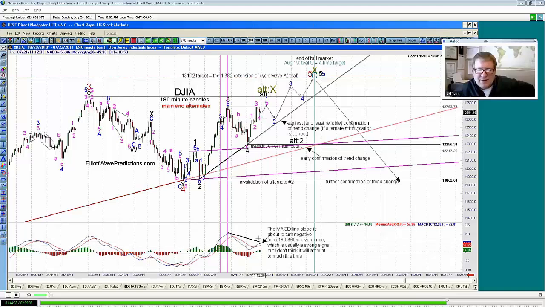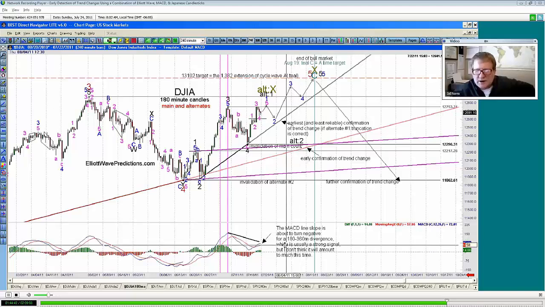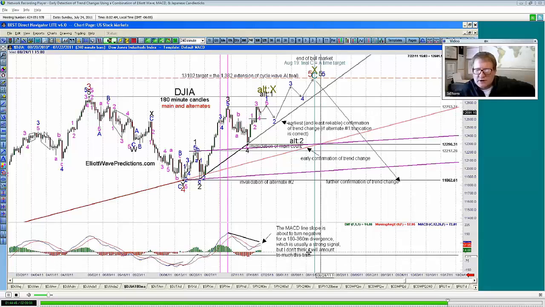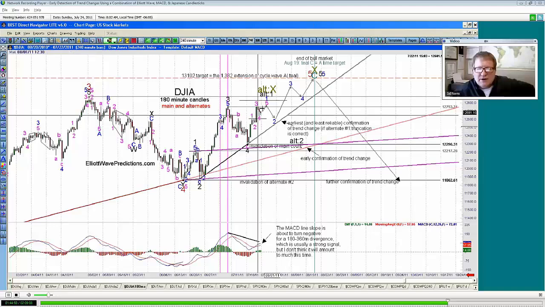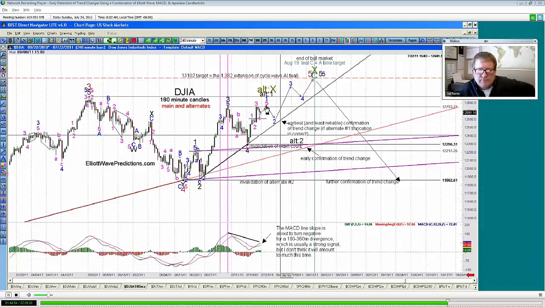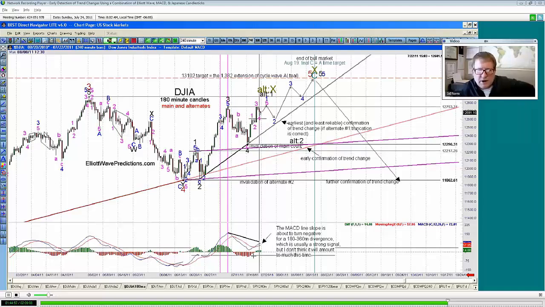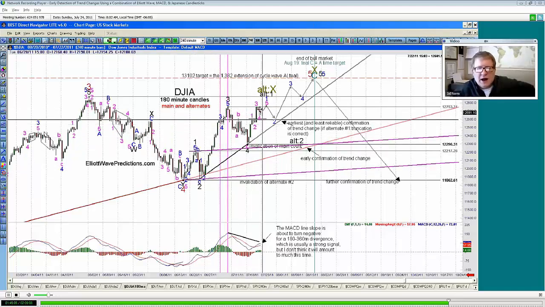But I don't think this particular divergence, you notice I've written here, the MACD line slope is about to turn negative for 180 to 360-minute divergence, which is usually a strong signal, but I don't think it will amount to much this time because we're expecting a wave 2. Now, wave 2s can be deep. It is possible that they're deep, but because this move was so strong right here, there's a lot of upward push to this.